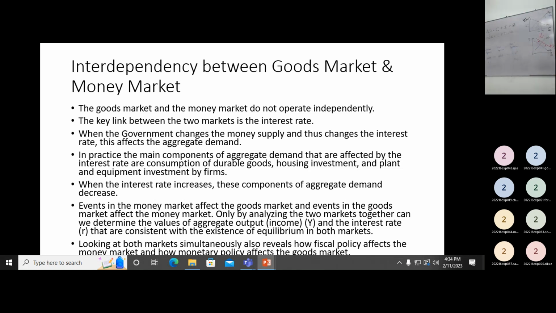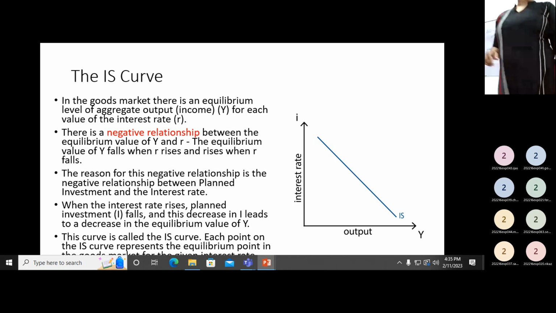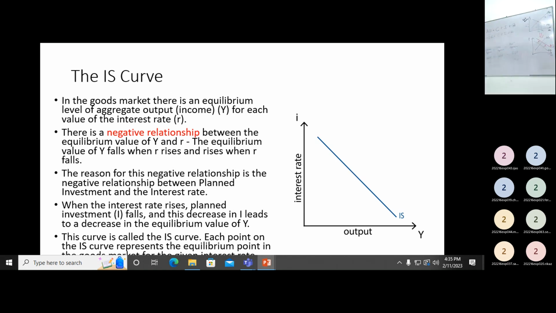Okay, so looking at both markets simultaneously also reveals how fiscal policy affects the money market and how monetary policy affects the goods market. We will talk about the impact of fiscal policy and monetary policy later. That also comes into play when we are talking about the goods market and the money market, right? Now here comes the introduction of the IS curve.